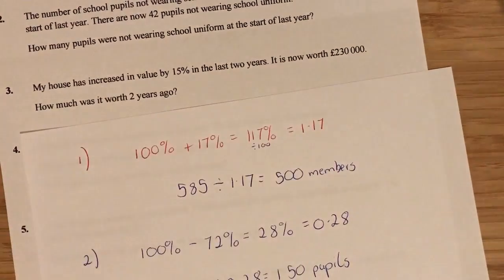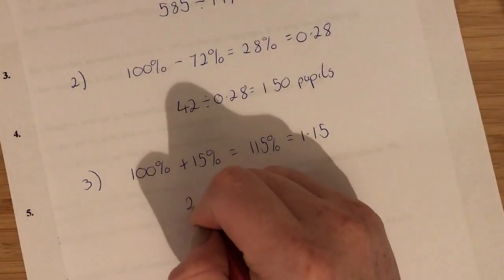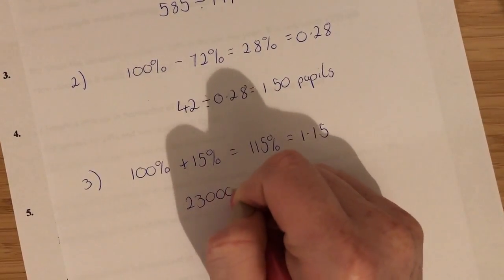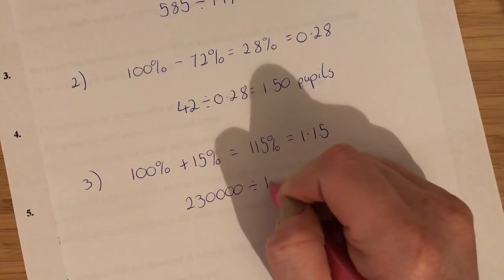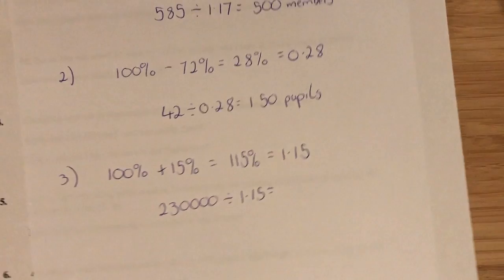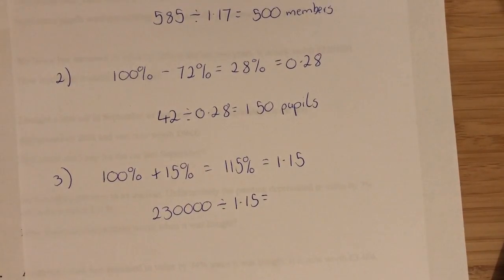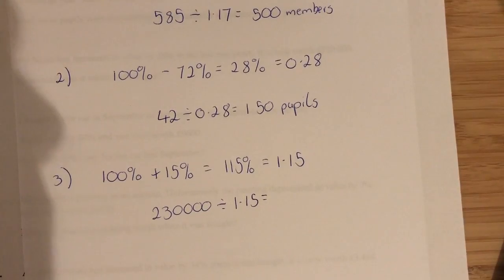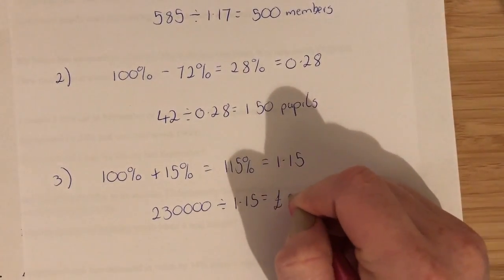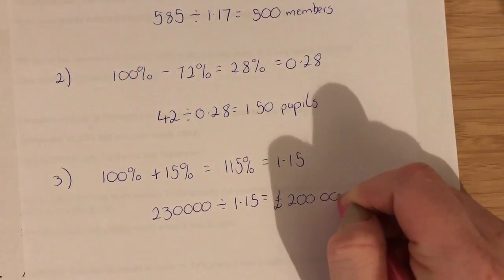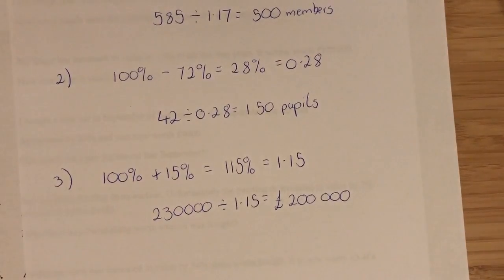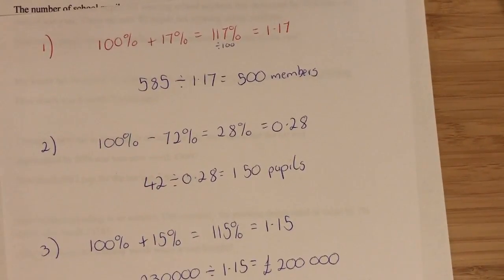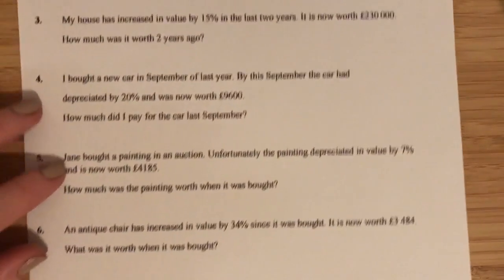So it is now worth 230,000, so 230,000 divided by 1.15 is £200,000. And that's what it was worth. So that's your main thing for reverse percentages. Now you could go on and try the rest of these.